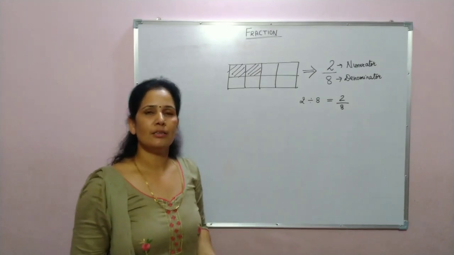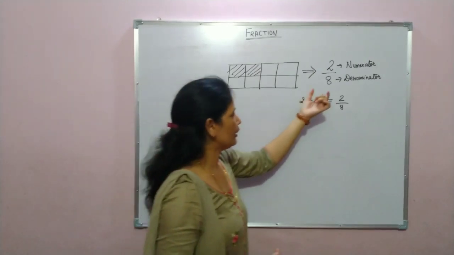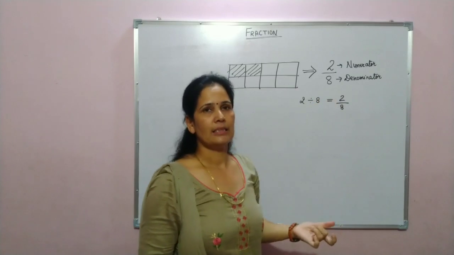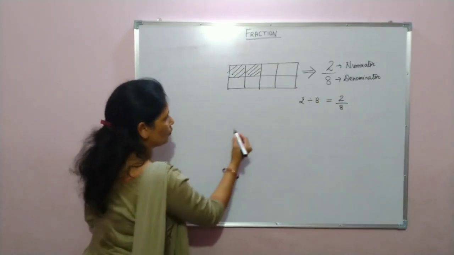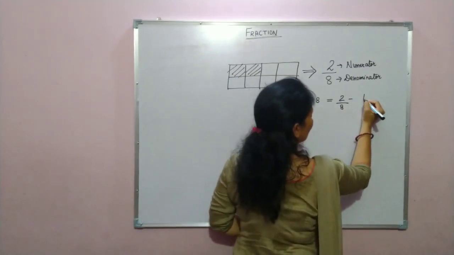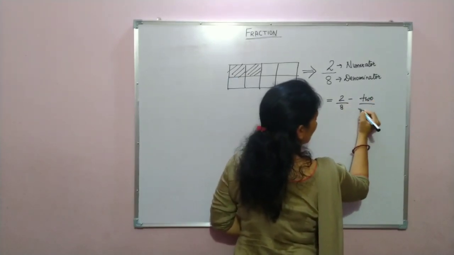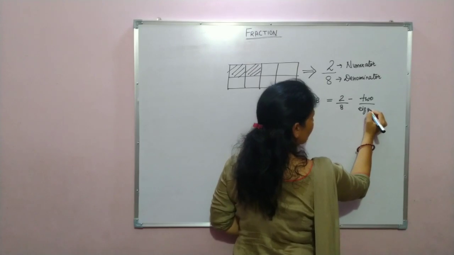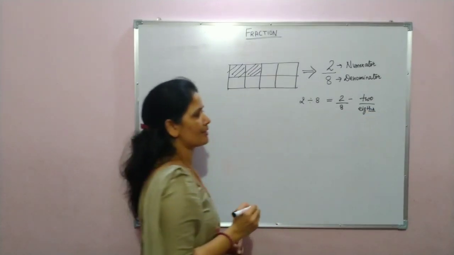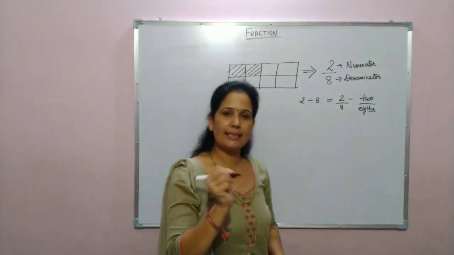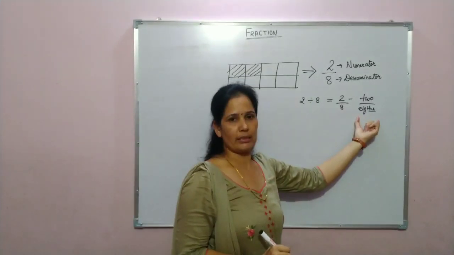And the second method to read the fraction is 2 eighths. After the eight, we write THS. How? To write this, we write TWO, 2, and to show the denominator we write THS. The S indicates the denominator number.